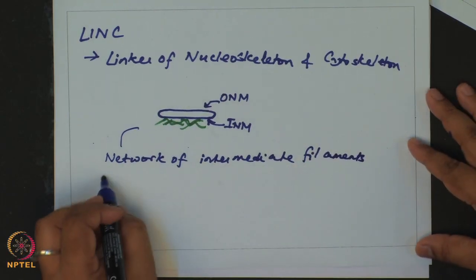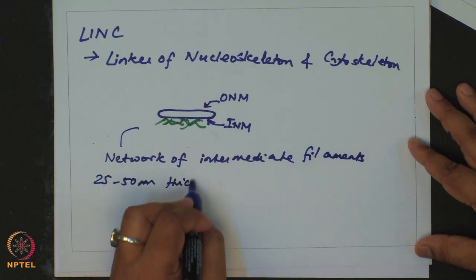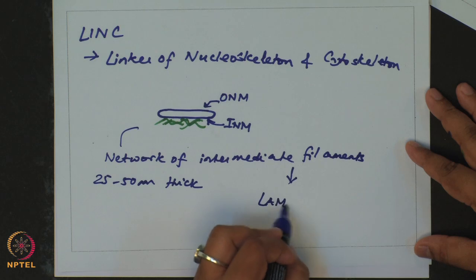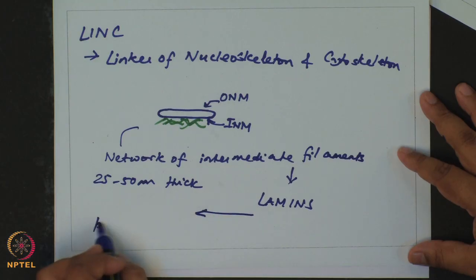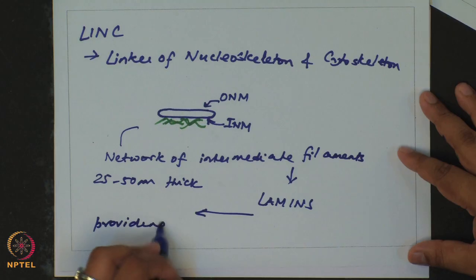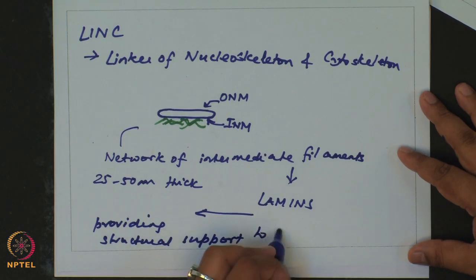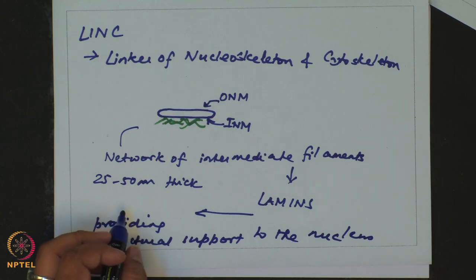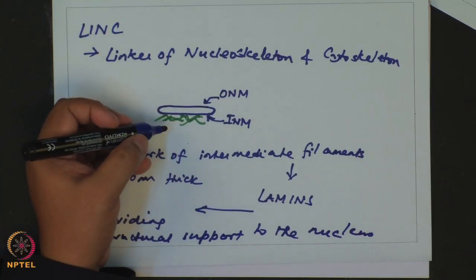Okay. So, this is 25 to 50 nanometer thick, and these intermediate filaments are called lamins. So, lamins are associated with providing structural support to the nucleus. While inside you have lamins, so this is only one way connection.